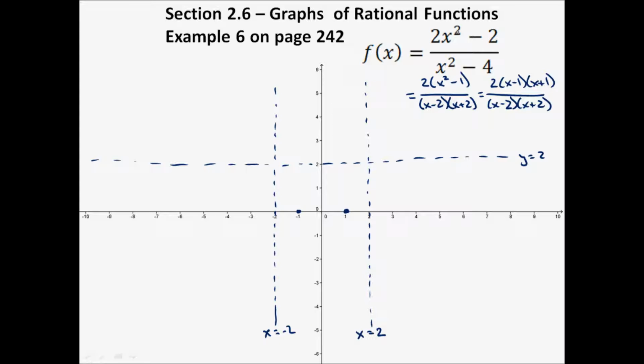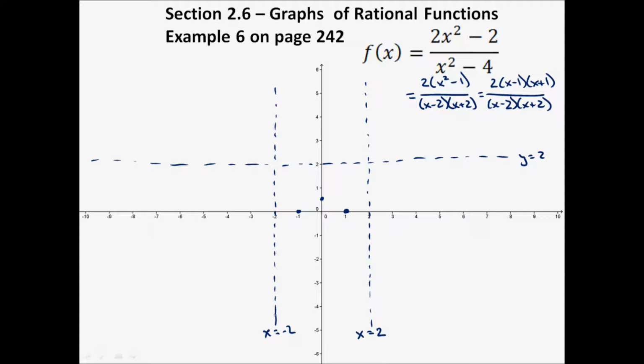Alright, so for example, I'm going to plug in an x value of 0, and let's see what happens. 0 squared, 0. 2 times 0, 0. 0 minus 2, negative 2. So on top we have negative 2. 0 squared, 0. 0 minus 4, negative 4. So we have negative 2 over negative 4, which is positive 1/2. So when x equals 0, we got out a value of positive 1/2. So I plotted that up.